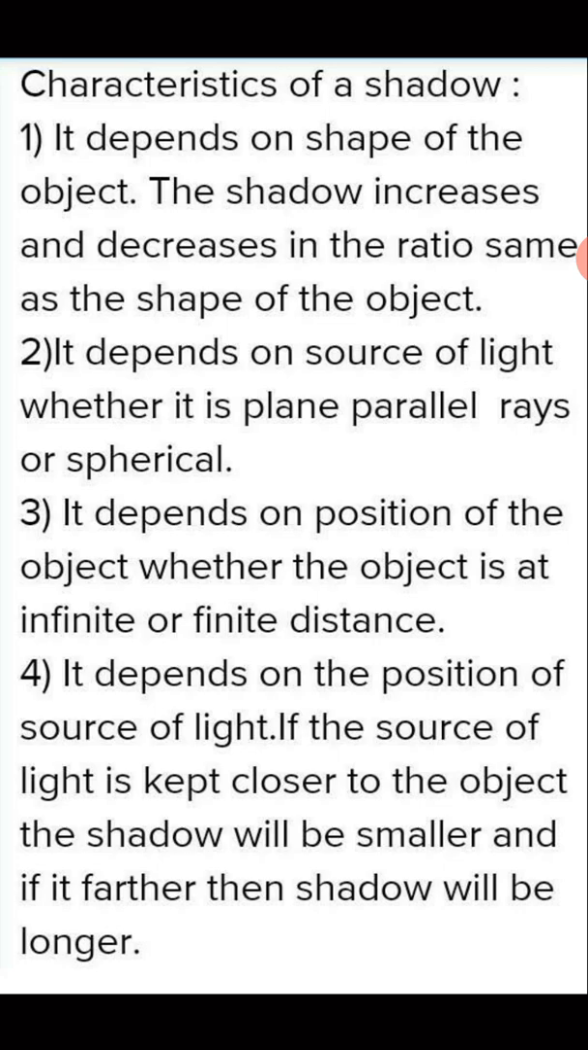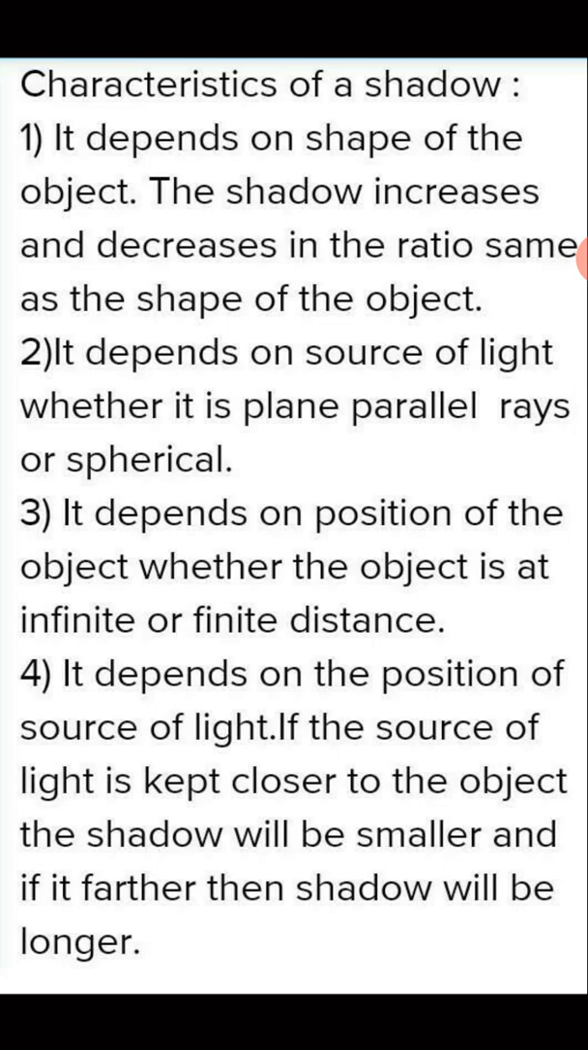The position of the light source also plays an important role in the formation of a shadow. So if the source is closer to the object, the shadow will be small. If you take a torch and keep it closer to a ball and you observe the shadow on the wall, you will observe a small shadow. The shadow of the ball will be small.